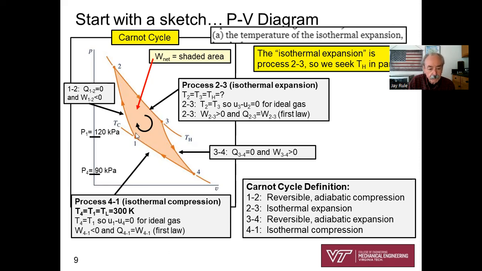Let's look at process 1 to 2. That's called reversible adiabatic compression. Keyword, adiabatic. I've written down Q from 1 to 2 is 0. Process 3 to 4, reversible adiabatic expansion. Volume getting bigger, pressure getting lower. Adiabatic. Q from 3 to 4 is 0.